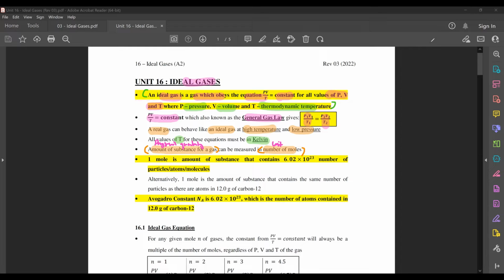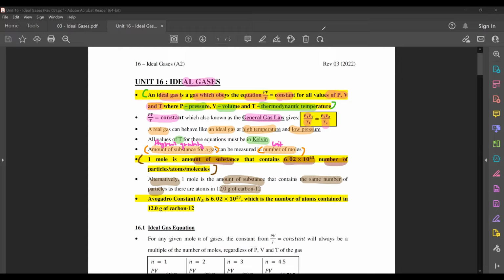When we ask you what is 1 mole in your question, 1 mole is simply the amount of substance that contains 6.02 times 10 to the power 23 particles, atoms, or molecules. Just use any one of these terms in your answers, that will do. So 1 mole is any substance that has an amount equal to 6.02 times 10 to the power 23. In some textbooks, it's alternatively defined as the amount of substance that contains the same number of particles as there are in 12 grams of carbon-12. This one is also acceptable, but the first one here is actually the better one.